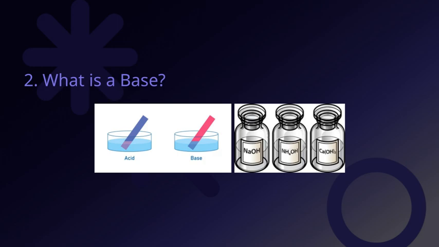Recognizing what makes something a base helps us understand many processes, from biological systems to industrial applications. Connecting this to our overall theme, understanding bases is essential because it allows us to grasp how substances interact, react, and influence the environment around us.